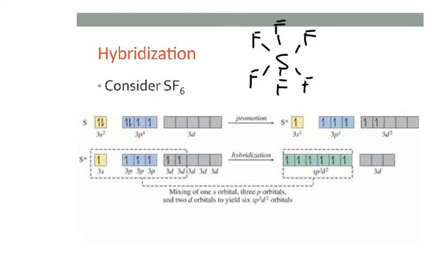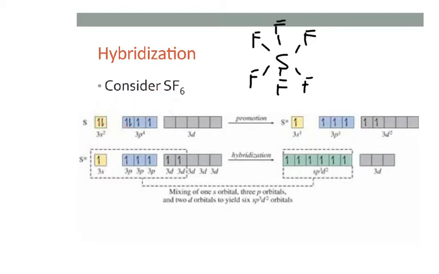So what's going to happen is there's going to be a promotion. This electron right here is going to first get promoted to an empty d orbital, but if we only do that, there's only going to be 4 bonding sites. This one would have 1, 2, 3, and then 4. So we're going to have to do another promotion of this electron to the next empty orbital.